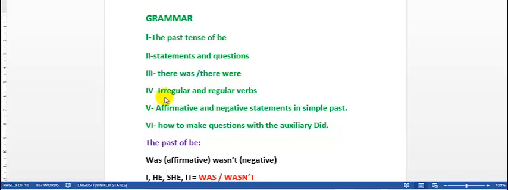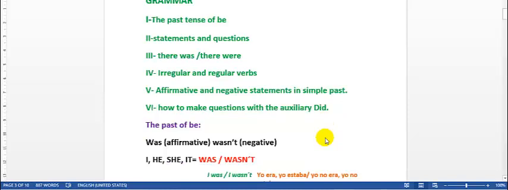Number 4, irregular and regular verbs. Número 4, verbos regulares e irregulares. Number 5, affirmative and negative statements in simple past. Número 5, oraciones afirmativas y negativas en pasado simple. Number 6, how to make questions with the auxiliary did. Número 6, cómo hacer preguntas con el auxiliar did. So let's get started. Vamos a comenzar.